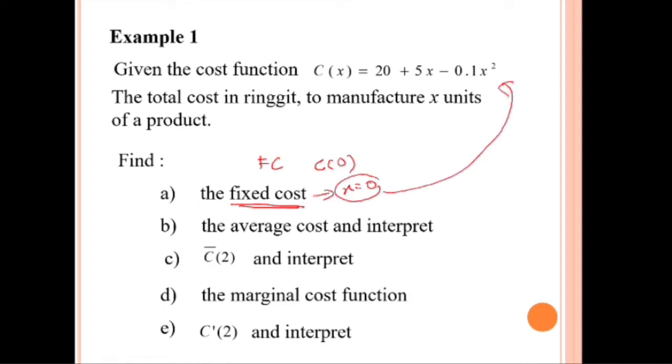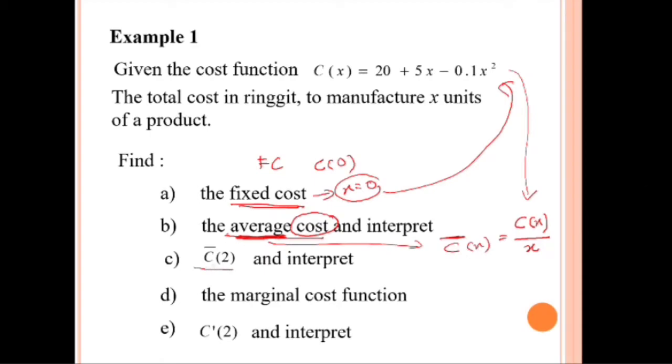Next question is the average cost. Remember the tips that I've given you? Whenever you see the word average, this means bar. And what is the function that we want to average? It's the cost function, so it's C bar. What is the formula? There's a bar here, so that means we have a division, divided by the x units that we are producing. And what is the function that we have to divide? It's the cost function, so this is the cost function that we have to divide by x.